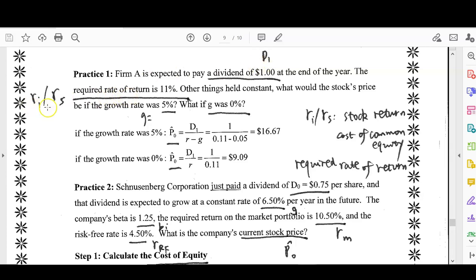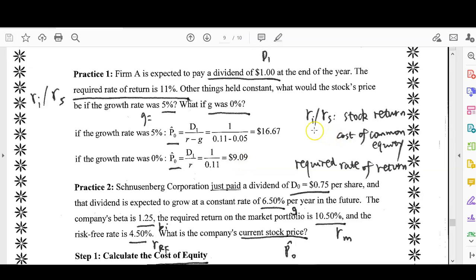Required rate of return, RS, is 11%. Growth rate is 5% or 0%. What is the stock price? If G is 5%, then P0 equals D1 over R minus G. Plug the numbers in, and we get 16.67. If G is 0, P0 becomes D1 over R. We have 9.09.